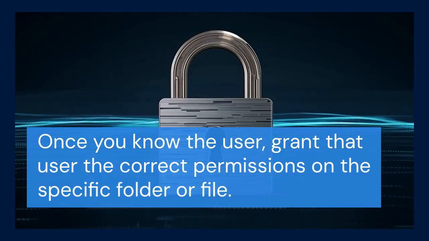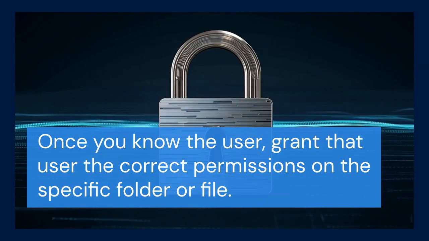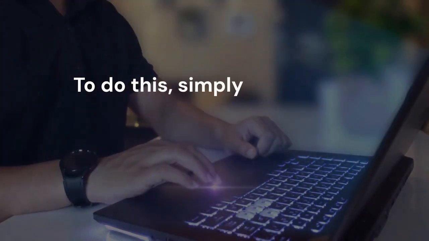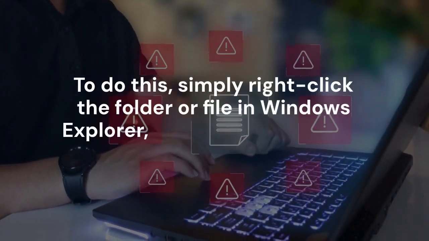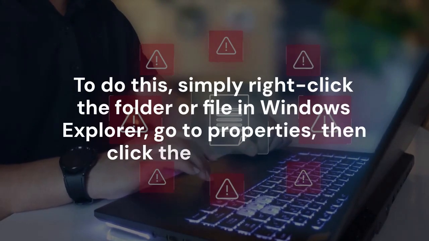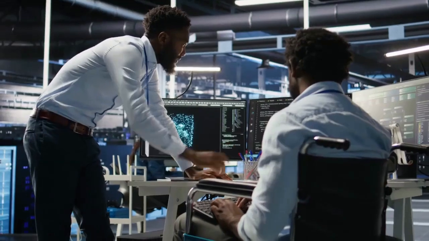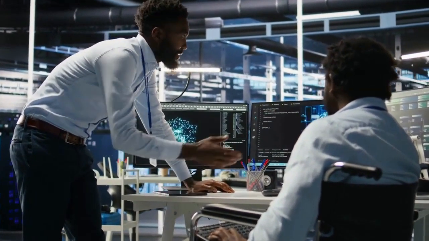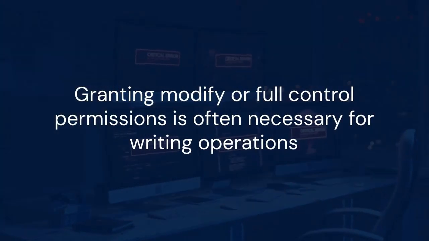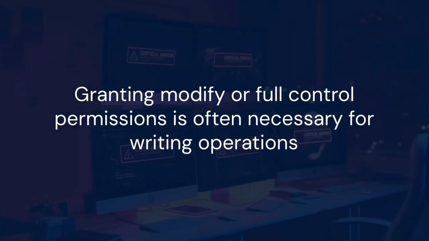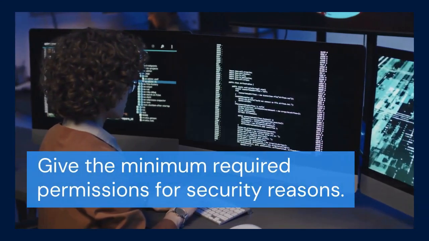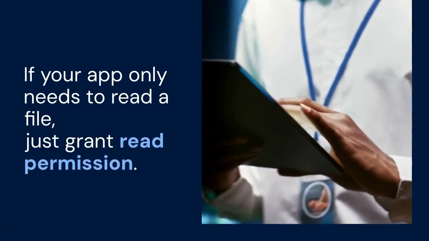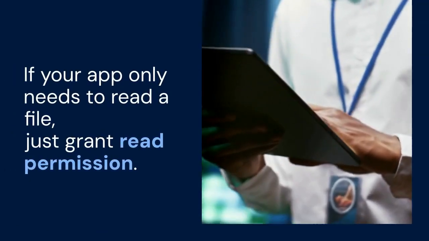Once you know the user, you need to grant that user the correct permissions on the specific folder or file causing the problem. To do this, simply right-click the folder or file in Windows Explorer, go to Properties, then click the Security tab. Here, you can click Edit and then Add to include the identified user account. Granting modify or full control permissions is often necessary for writing operations, but always try to give the minimum required permissions for security reasons. For instance, if your app only needs to read a file, just grant read permission.